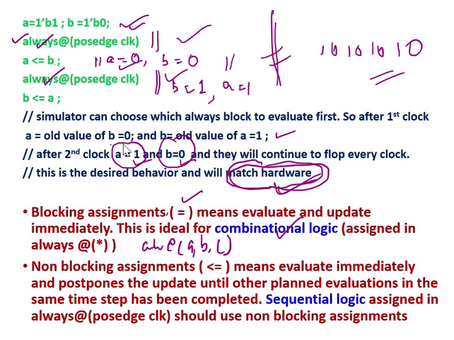And non-blocking assignment evaluates immediately, meaning the right sides are evaluated immediately, but it postpones the update until other planned evaluations in the same time step have been completed. Normally sequential logic is designed using non-blocking assignment, because it gives you the real hardware, and we saw how this behavior matches the real hardware.